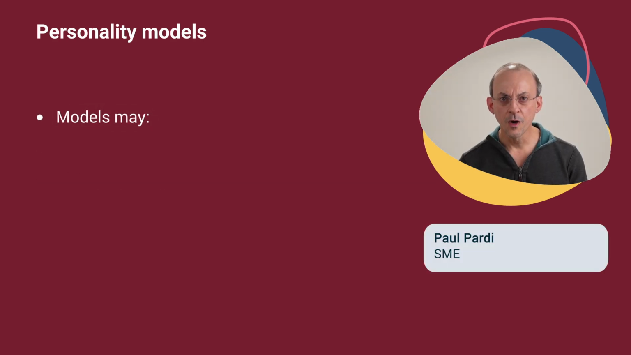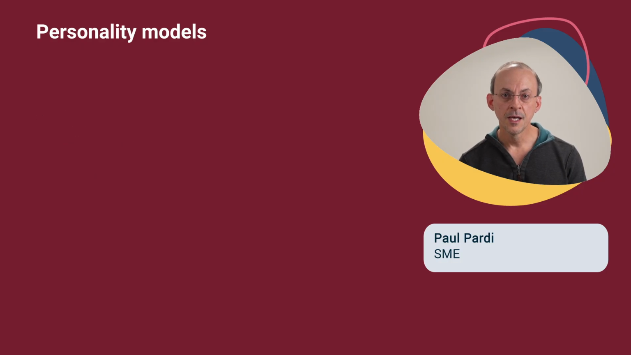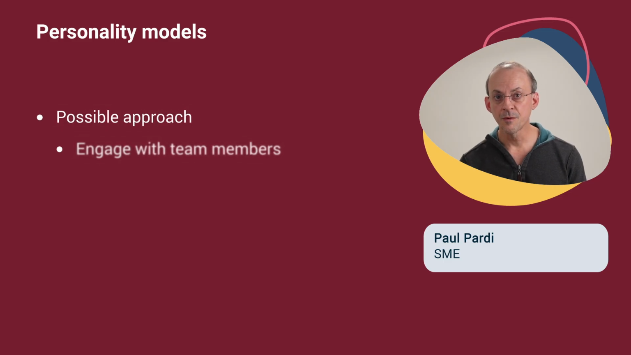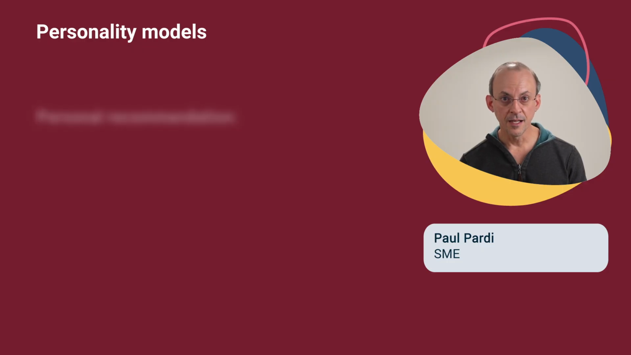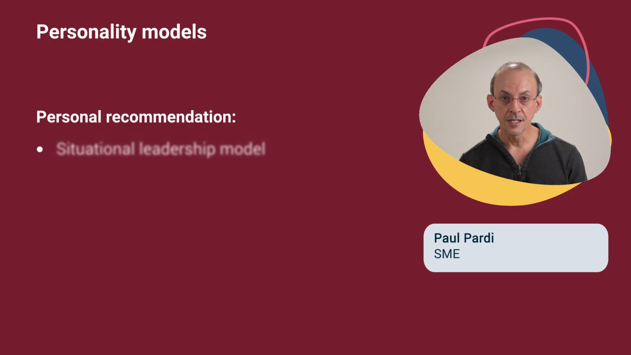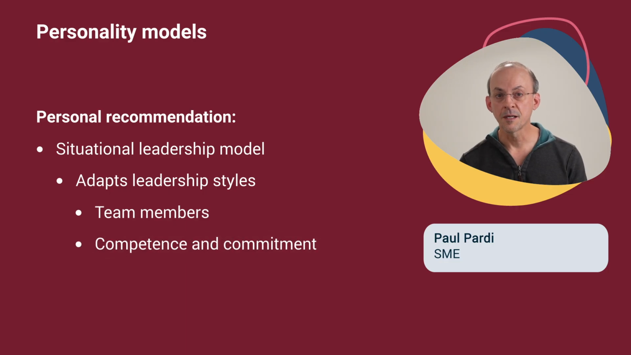I tend to avoid models in general because I think they're too restrictive and they tend to put people into boxes that they don't really fit into. I do like the approach of interacting with people and getting to know their style and what drives them. Now, having said that, a leadership model that I've found helpful for me is one called the situational leadership model. It tends to adapt leadership styles based on team members and their competence and commitment.